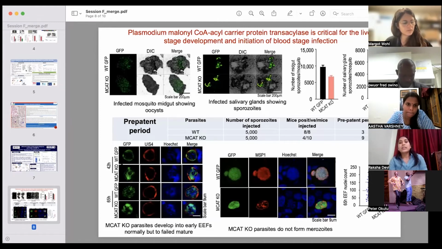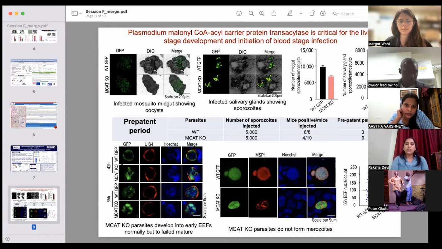The cultures were then also stained with anti-MSP1 antibody, which shows that these knockout parasites fail to develop into mature merozoites. So these results conclude that this particular enzyme is responsible for the development of the parasite at the late liver stage, and plays an important role in the transition of the parasite from the liver to the blood stage.